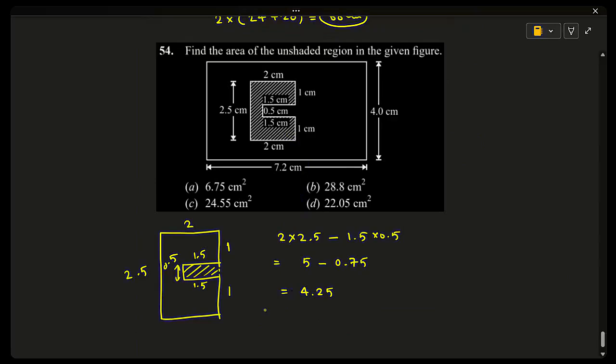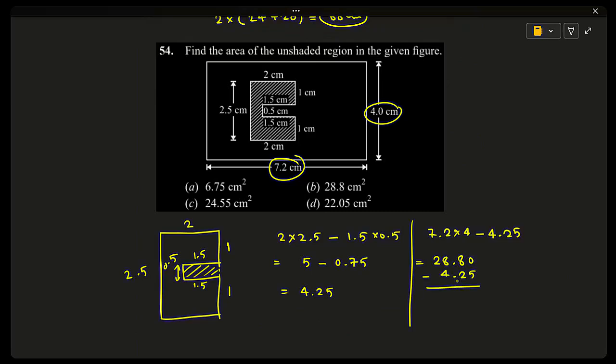Now unshaded region we want to find. So total rectangle area is length into breadth, that is 7.2 into 4, the outer rectangle area. From that we need to subtract the shaded one, 4.25, to get the unshaded one. 7.2 into 4 is 28.8. From that we need to subtract 4.25. If you want, you can write 0 here, subtract. 80 minus 25 is 55. 28 minus 4 is 24. 24.55 centimeter square. Option C.